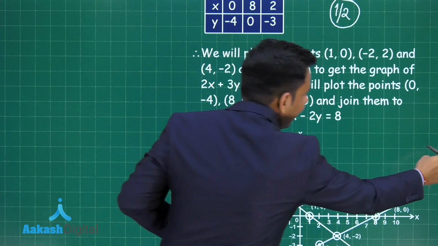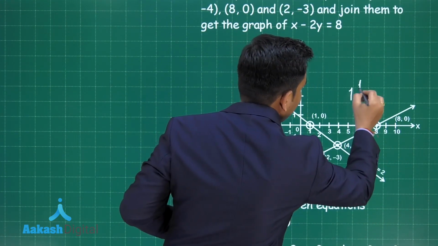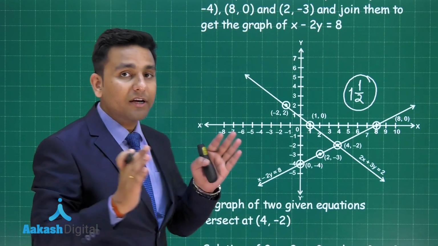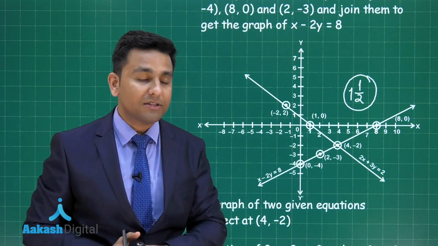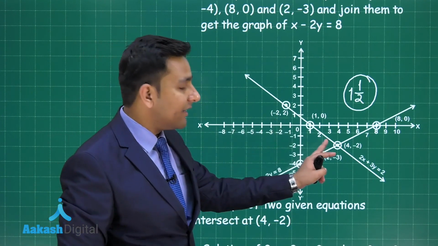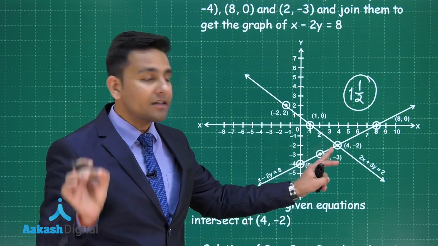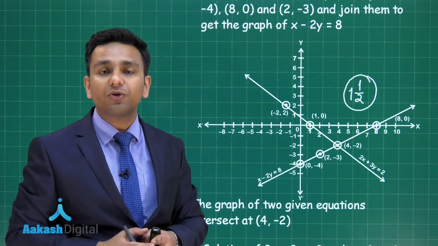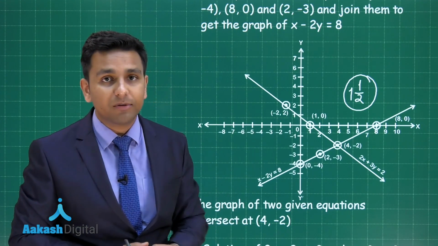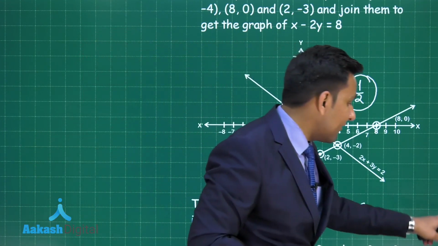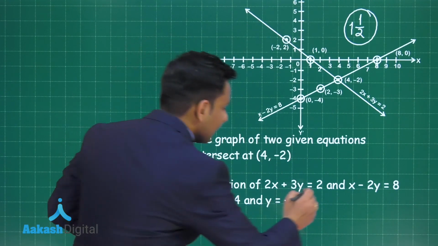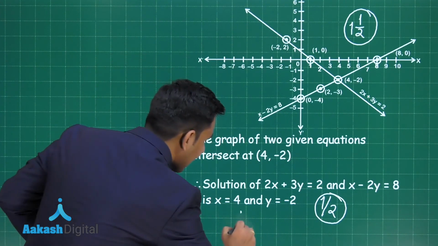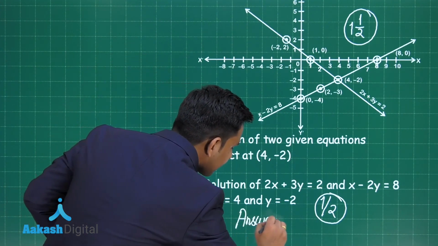And 1.5 marks are to be given for this graph, when we have plotted the graph for the given pair of linear equations in two variables. We are getting two lines which are intersecting at a point whose coordinates are (4, minus 2). That will help us to determine the solution of the given pair of linear equations in two variables. And the rest half a mark is given to the final answer, that is x is equal to 4 and y is equal to minus 2. This is the answer for this question. I hope it is clear to everyone.